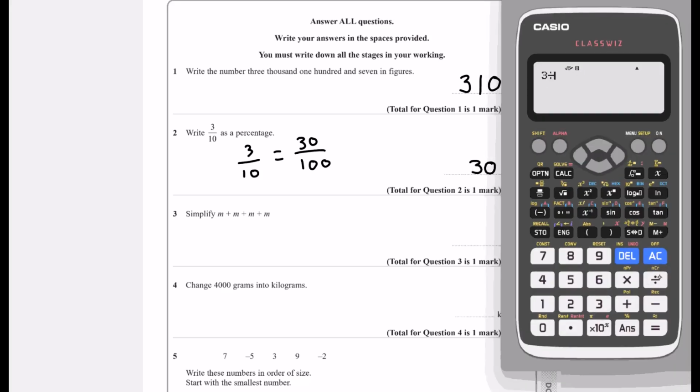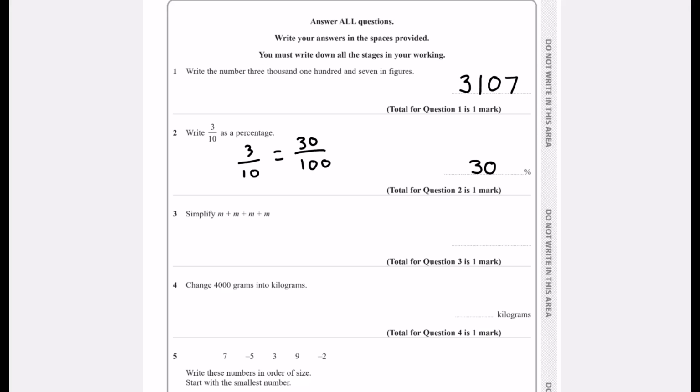Question 2. Write 3/10 as a percentage. A percentage is out of 100. So 3 out of 10 is the same as what number out of 100? If you times the bottom by 10, you times the top by 10 as well. It's 30%. We could have also typed 3/10 into our calculator, and then to change it into a percentage, times it by 100.